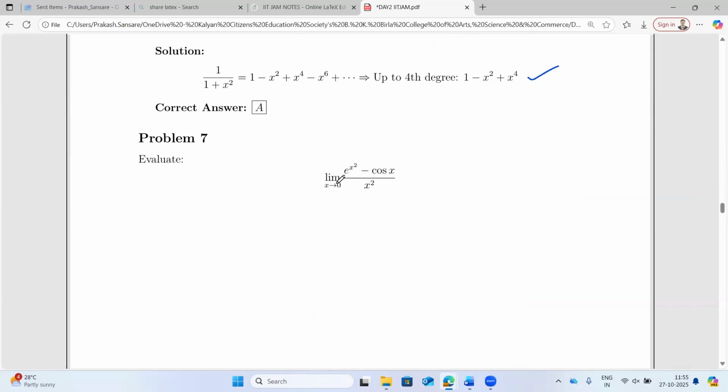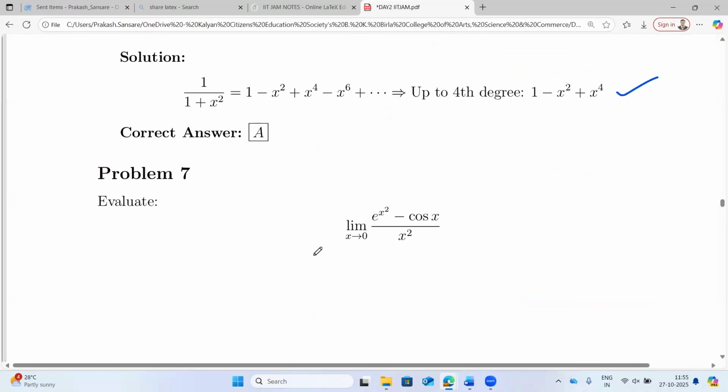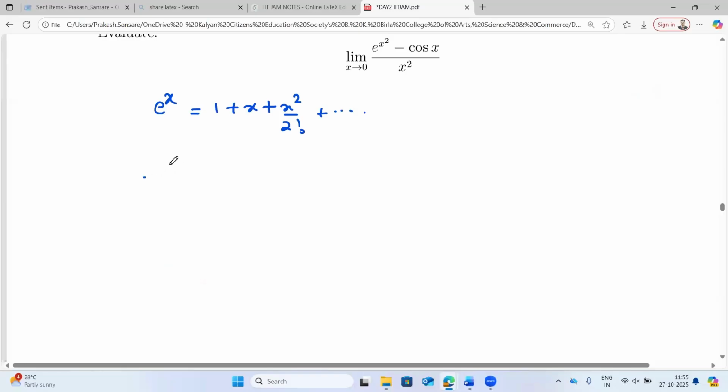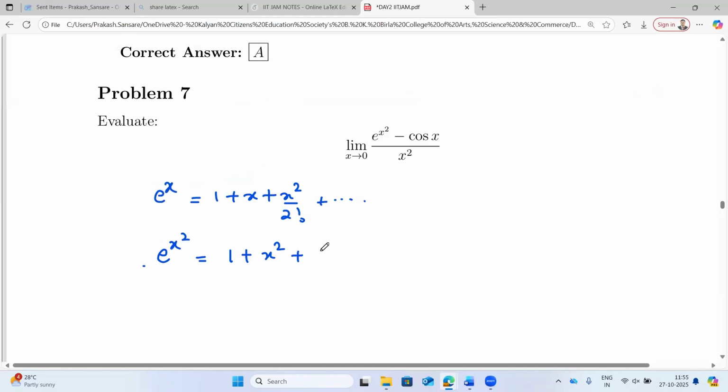Now the next question is limit x goes to 0, e power x square minus cos x. Now I know that what is e power x? It is 1 plus x plus x square by 2 factorial plus so on and so forth. So what will be e power x square? You will replace x by x square. So 1 plus x square plus x power 4 upon 2 factorial plus dot dot dot.